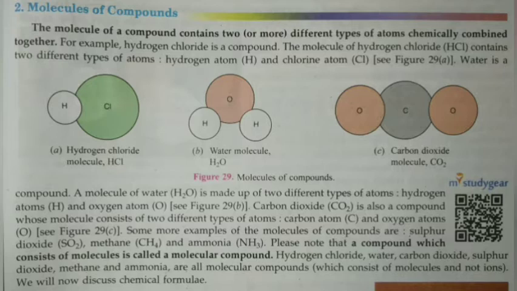All the earlier mentioned examples, H2O, HCl and CO2, are molecular compounds, and there are many other examples also, like methane, ethane, carbon monoxide and so many. All are molecular compounds.